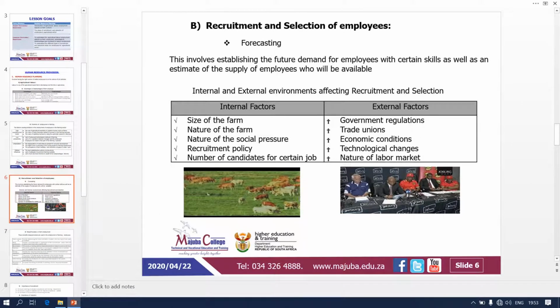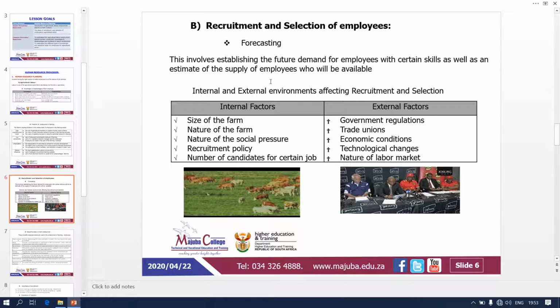Let's look now at the recruitment and selection of employees. First of all, you need forecasting. Now, what are you checking? You're checking the things that you're going to need in terms of certain skills, in terms of the employees. Are the people there in the market that you want to come and do this job?